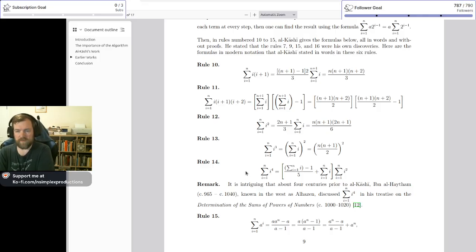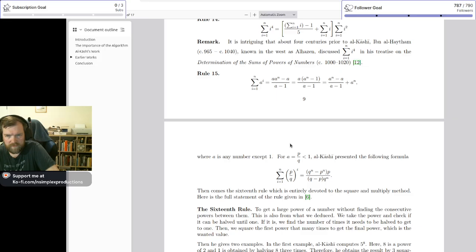Remark, it is intriguing that about 4 centuries prior to Al-Kashi, Ibn al-Haytham, known as Al-Khazin, discussed the summation of all fourth powers from 1 to n in his treatise on determination of sums and powers of numbers. Rule 15, the general rule, the sum of a to the i as i goes from 1 to n, where a is any number except 1.